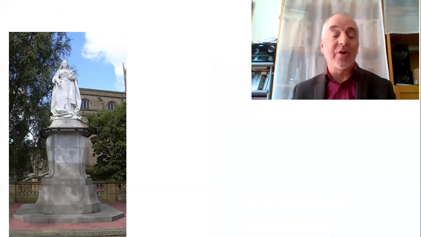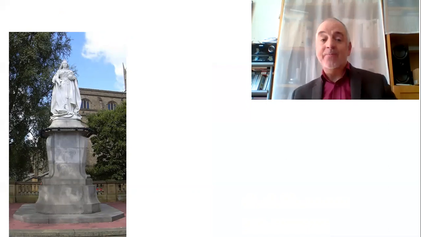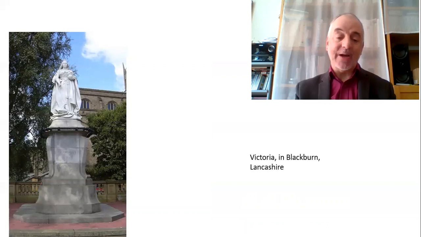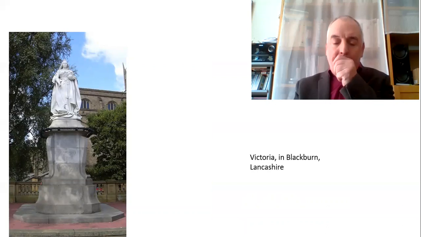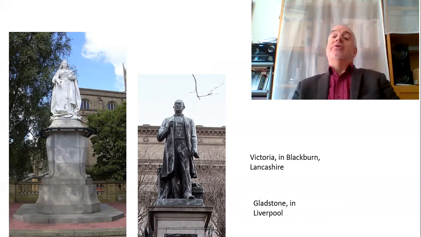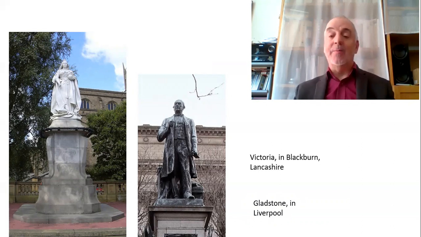Here in the north of England, in Blackburn, just in front of Blackburn Cathedral, you have Queen Victoria. You will also find statues of Queen Victoria around the world, including in Africa and elsewhere. There's Victoria in Blackburn, Lancashire. And this gentleman, I think he's in Leeds. Oh, sorry, in Liverpool. Gladstone, so great prime minister from 19th century England, Gladstone in Liverpool.